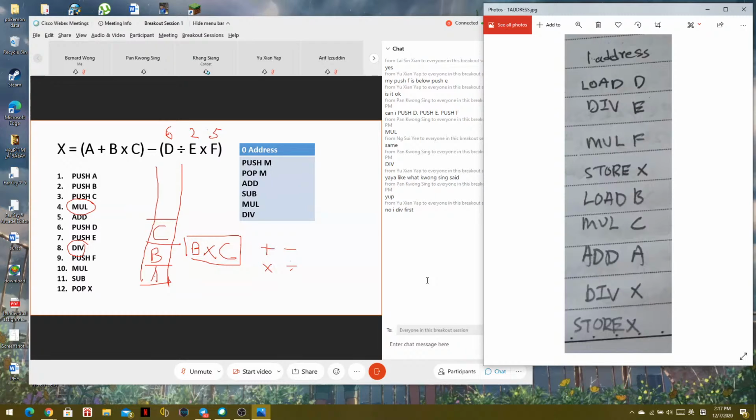So if you do from left to right, it means that you have to do this one first. So push D, push E, then divide first. Then only push the F, then do the multiplication. Okay, Gong Sing, understand? Yeah. Okay. Good.